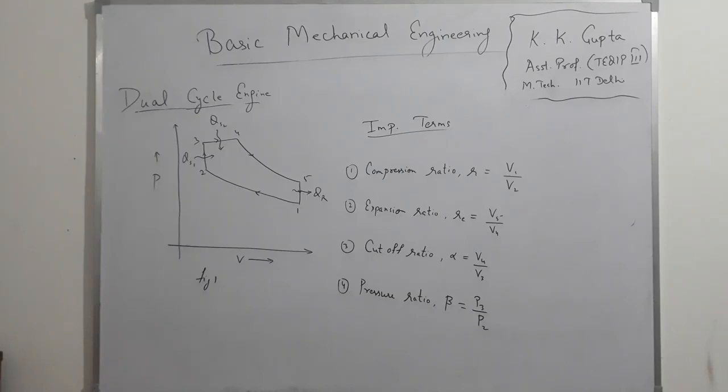Now important terms in dual cycle engine. First one is compression ratio, that is r is equal to V1 by V2. Second is expansion ratio, re, that is V5 by V4. Third is cutoff ratio, that is alpha equal to V4 by V3. And fourth term is pressure ratio, that is newly added in this cycle, that is beta equal to P3 by P2.